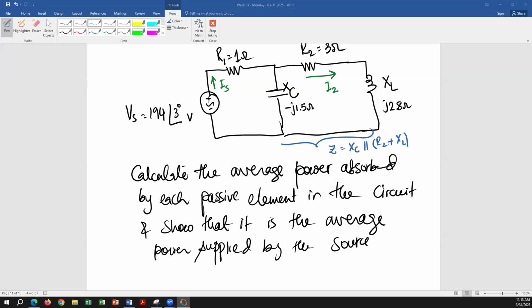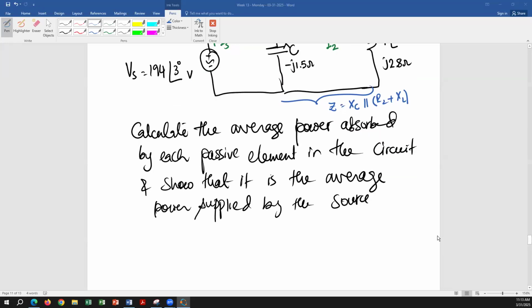IS, of course, we will combine. We'll do the parallel combination of XC and R2 plus XL and find total current IS using Ohm's law. And then we apply current division to find I2. The total active power supplied by the source will be the magnitude of Vs times the magnitude of current Is times the power factor of the source, which is the cosine of the angle of Vs minus the angle of Is. So that's what we are doing right now.